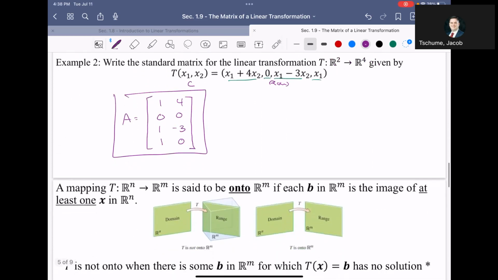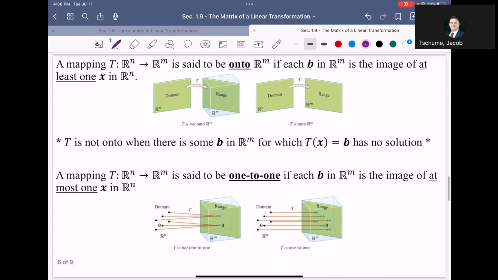Now that we know how to write a standard matrix, this is the big thing in this section. How do we know if a transformation is one of the following two things, or if it's both or neither? The two definitions we're going to cover now are the definition of a mapping or a transformation being onto, or a mapping or a transformation being one-to-one. So let's go through each of these and then we'll do a couple examples to wrap up this video.